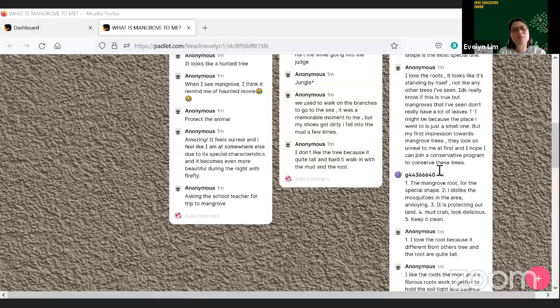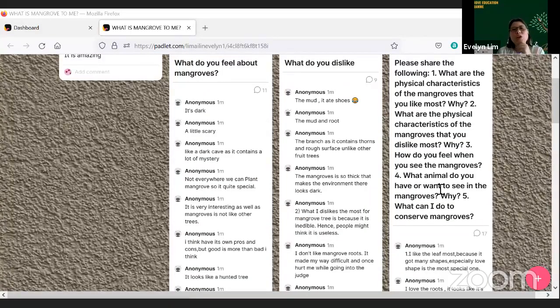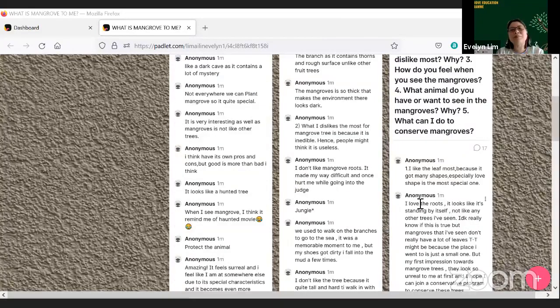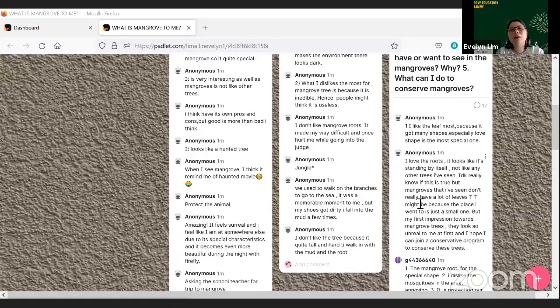And what you don't like is maybe because of the darkness in the mangrove. Many of you don't like the mud, either because you have gotten stuck before, and some of you don't like the roots. One of you wrote, what I dislike the most about the mangrove tree is that it is inedible, hence people might think it is useless. All right, very good point that you have raised. Now, let's see later on: is it really inedible, mangroves? Do we not get our food from mangroves? We'll answer that later, all right?